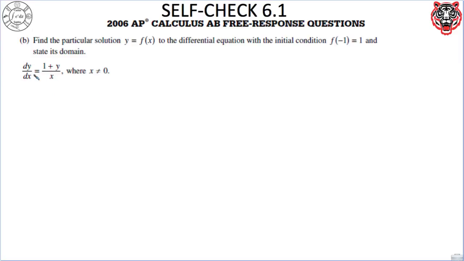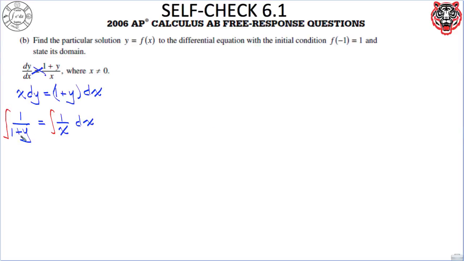I need to make sure it's fraction equal to fraction. Good. Now I need to cross multiply. So cross multiply. I get x dy is equal to 1 plus y dx. I need to divide both sides by 1 plus y, divide both sides by x, until I'm left with 1 over 1 plus y dy is equal to 1 over x dx. So I've separated my variables. I did step 1. Let's go to step 2, integrate.